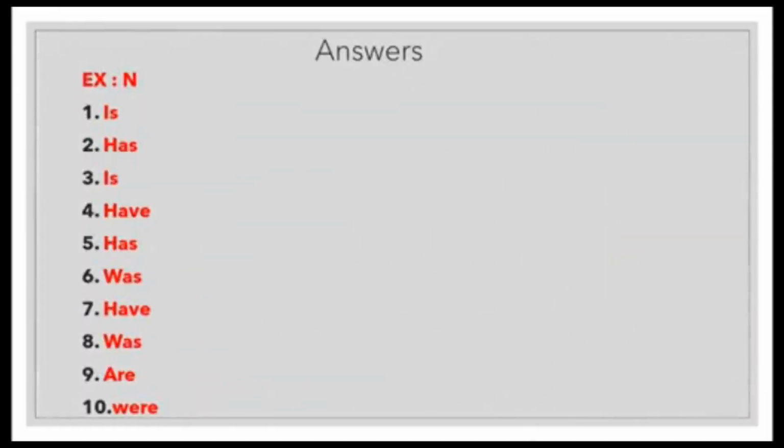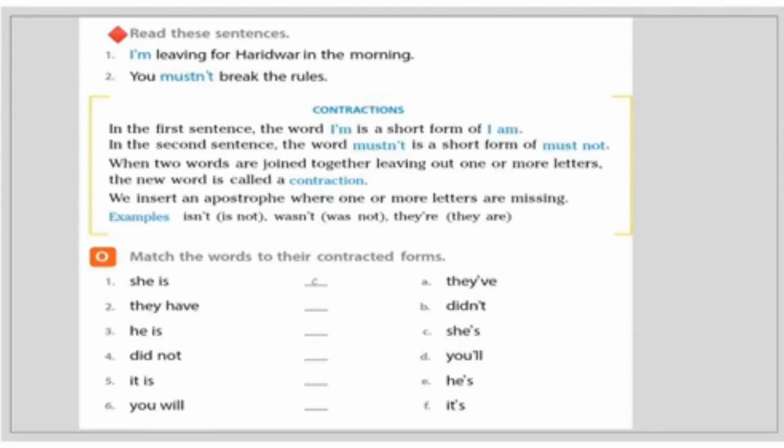Okay children, now let us see the answers. Now let's see the contractions from our textbook. So let us read the first two sentences. I am leaving for Haridwar in the morning. Then second one, you mustn't break the rules. So let us read the first one. The highlighted word is I am.